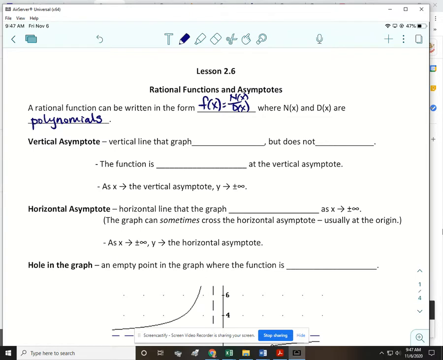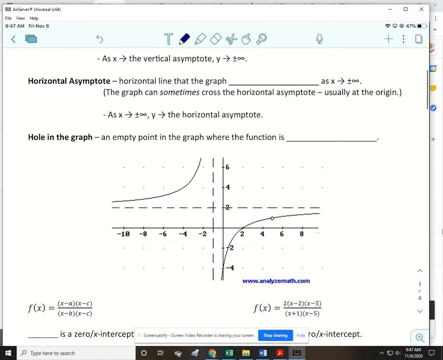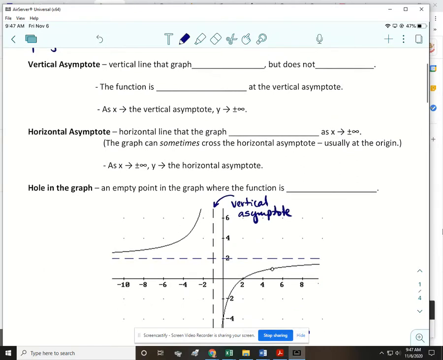Okay, so there are some new things that occur when we're graphing a rational function. One of those things that can occur is a vertical asymptote. And down here, if we're looking at the graph, this is a vertical asymptote. On the graph, it's going to be a dashed vertical line, and it is a vertical line that the graph approaches, but it does not touch or cross.